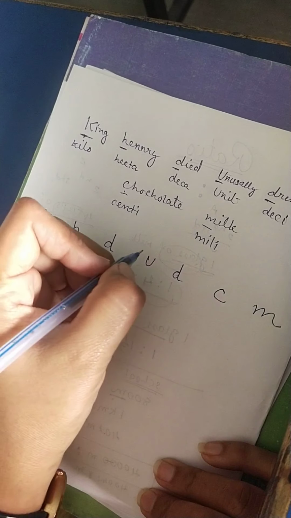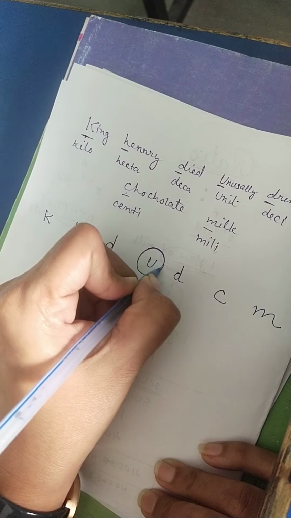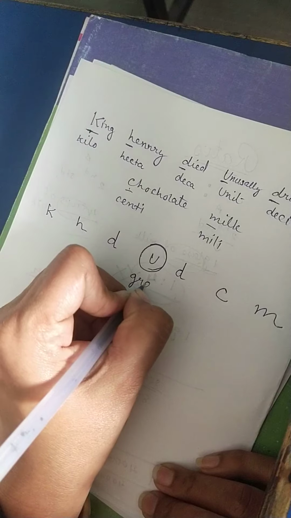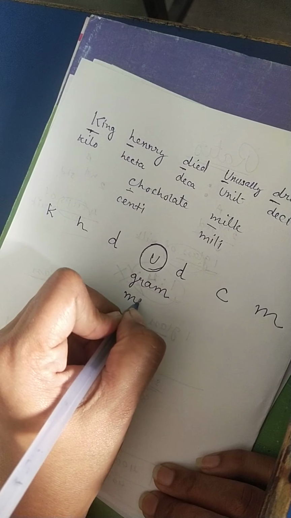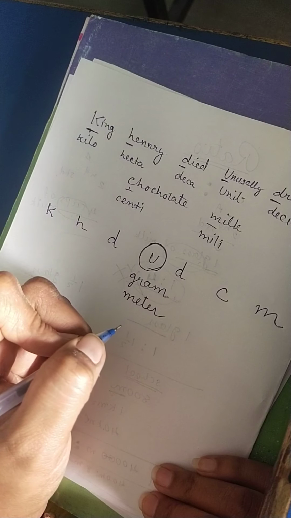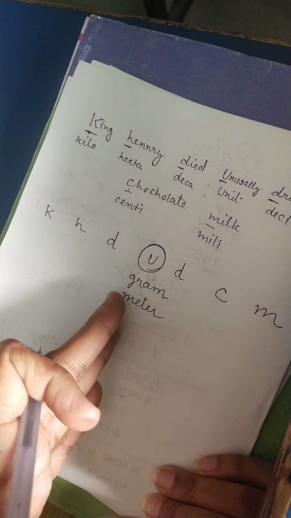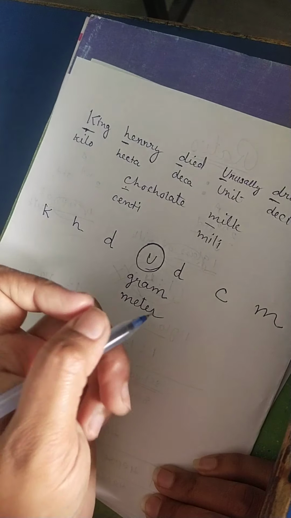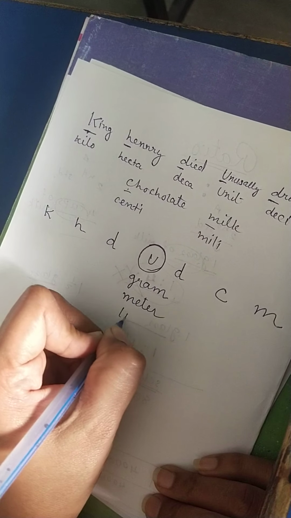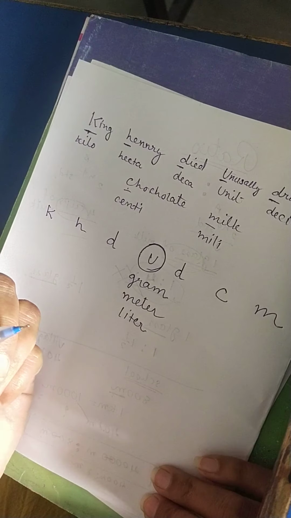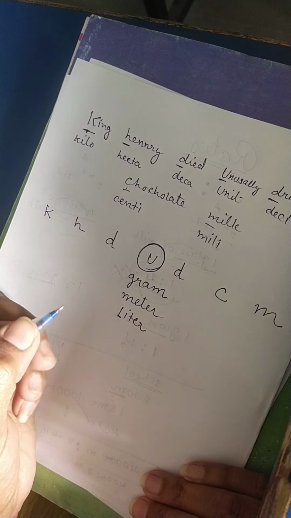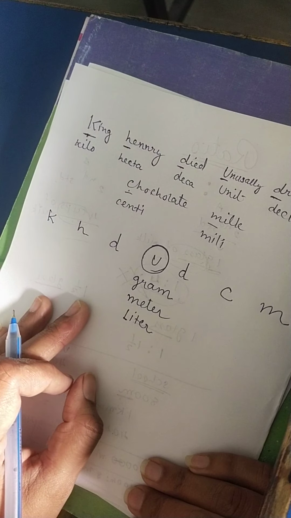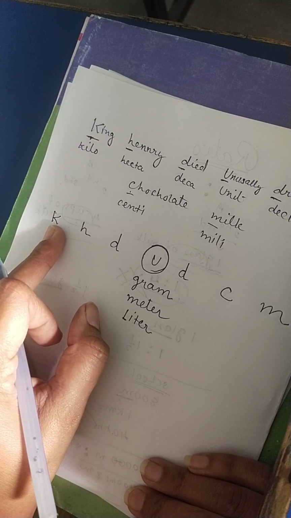Here, first one is a unit. What is a unit? We know the unit of mass is gram, the unit of length is meter. Yes or not, students? These things we learn. And the unit of capacity is liter. So these are the units.